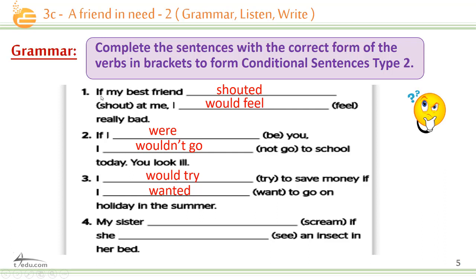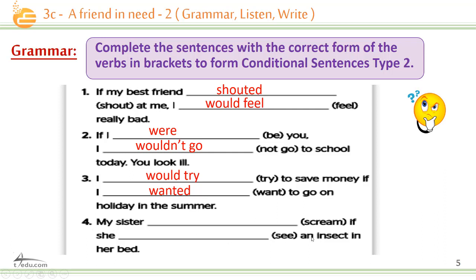So if we have the main clause first and the if clause second, we don't separate them with a comma. And if we have the if clause in the first part of the sentence, we separate the second clause with a comma. Very good. So I would try to save money if I wanted to go on a holiday in the summer. Very good. Okay, number 4.